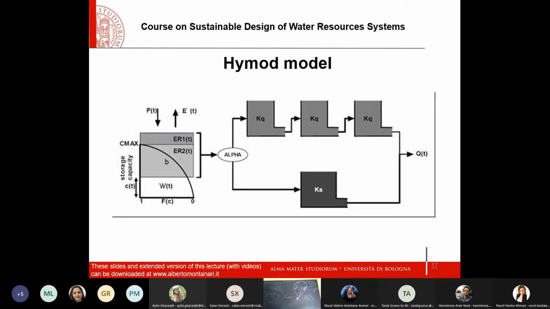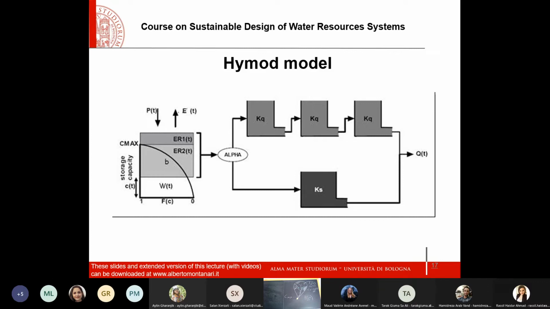But Ks is another parameter, so 2 plus alpha plus Ks, 4. And then, in the upper part, the quick runoff is routed through a cascade of 3 reservoirs. This is a classical modeling procedure in hydrology. Some people, in order to get a variant of the linear reservoir, said, why don't we take a cascade of linear reservoirs with the same time constant, Kq.